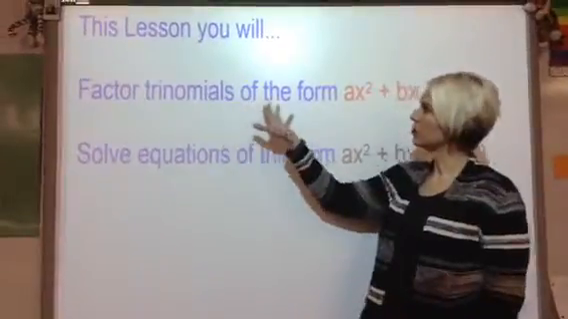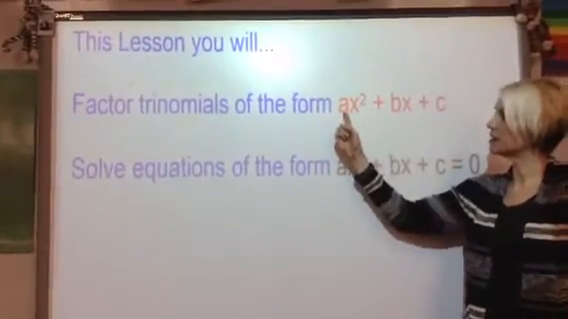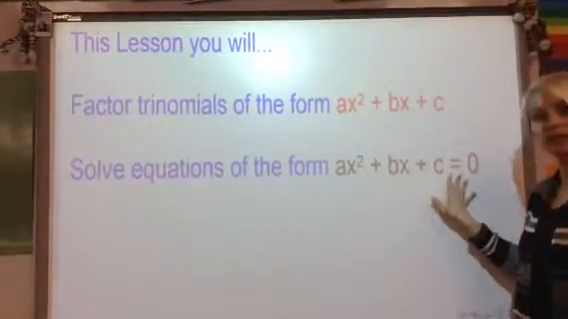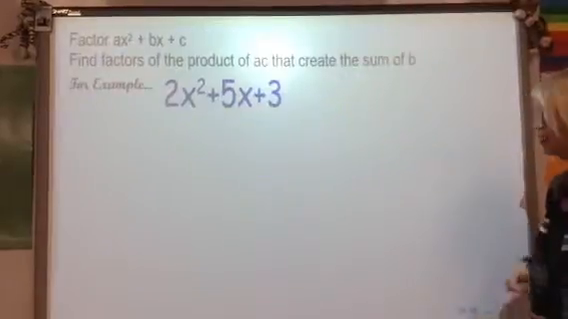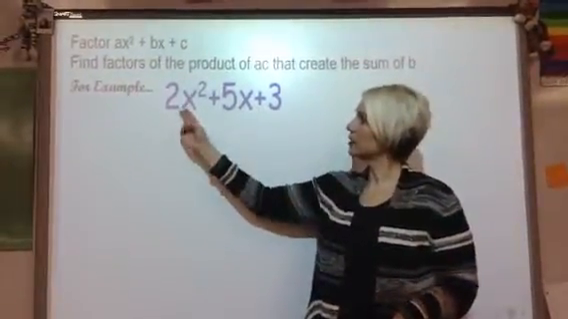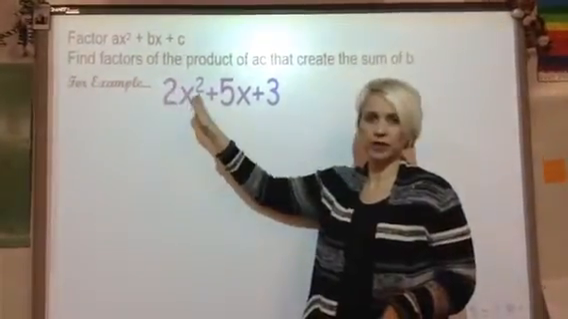In this lesson, you will factor trinomials in the form ax squared plus bx plus c. So you'll notice the difference is now we have a number in the very front. And we'll also be able to solve equations, and I'll give you the steps to form those equations. So see how this trinomial differs? Last week you were using just the x squared term in front, but now we have a number in front.